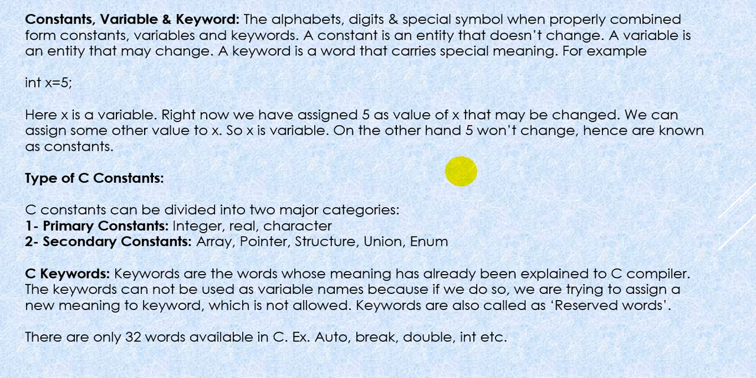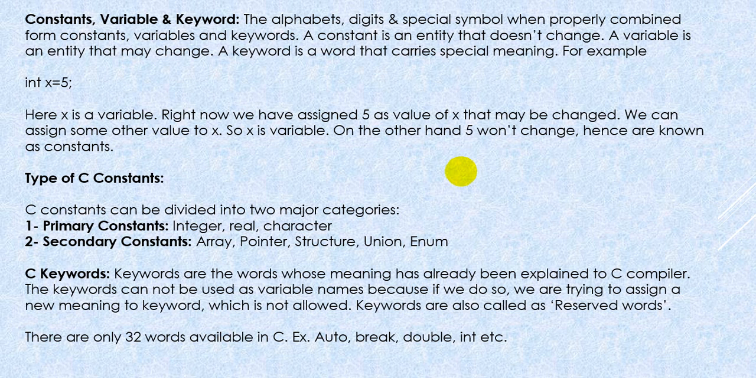Okay, for explanation, let's take one example: int x equal to 5. First, in a programming language, if you are using one equal sign, that means you are assigning. In our mathematics, if we write x equal to 5, we are equating x with 5. But it's not like that here. It's basically saying, whatever the value of x is, assign 5 to it. So now the value of x is 5.